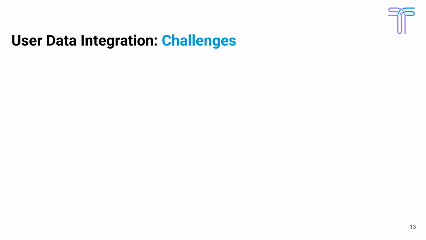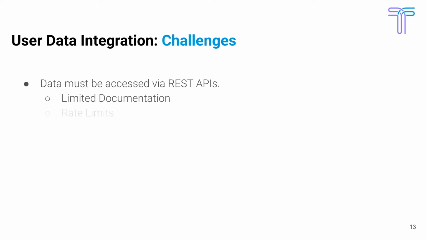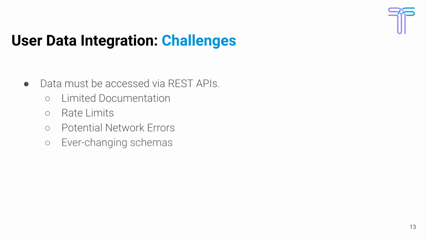User data stored in SaaS applications is similar in structure to the data we see in traditional relational databases. However, unlike relational databases, data in SaaS applications cannot be accessed with a simple query. Instead, this data must be retrieved via unique REST APIs, making it difficult to determine how to communicate with each tool. Furthermore, factors such as limited documentation, rate limits on API requests, managing potential network errors, and ever-changing API schemas can make transporting large amounts of data a challenging and slow process.